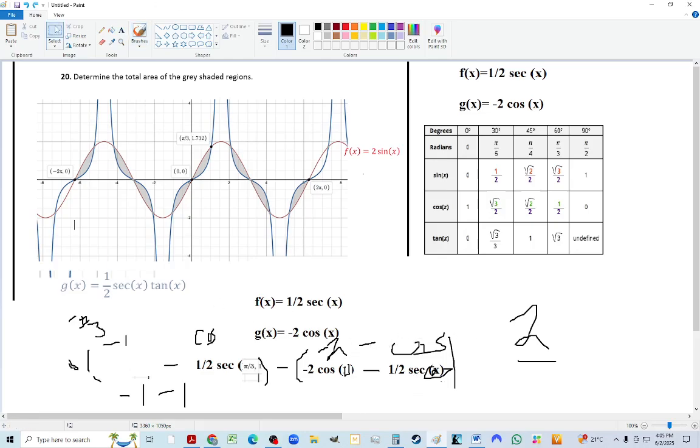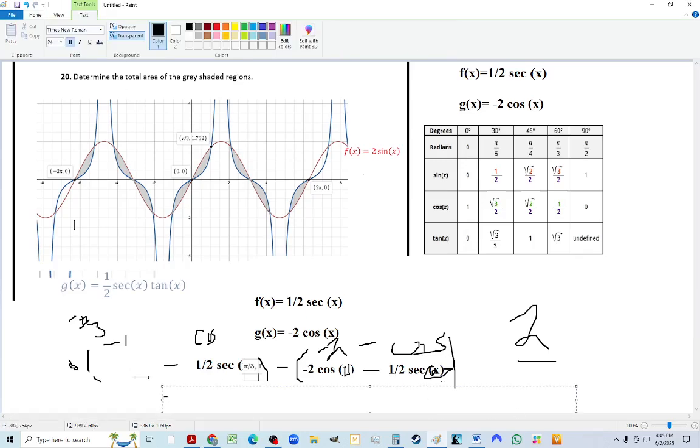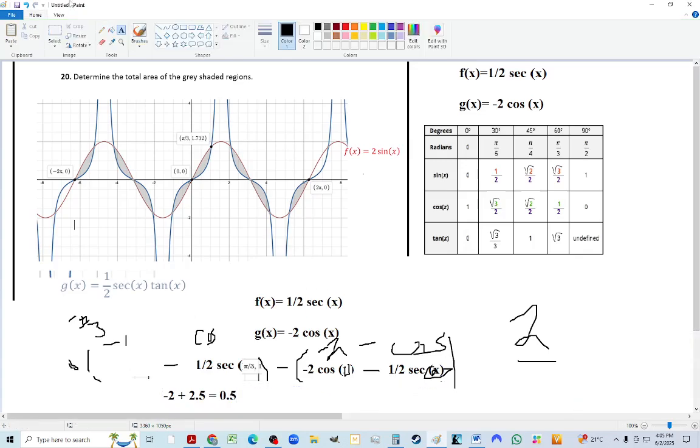So this bracket on the left becomes -2, and then minus, this bracket on the right became -2.5. But we have a minus minus situation. So it becomes -2 plus 2.5, which becomes 0.5, which means the area in this graph right here is 0.5. And there's 8 of them. So the total area, 8 times 0.5, is 4. That is the answer.